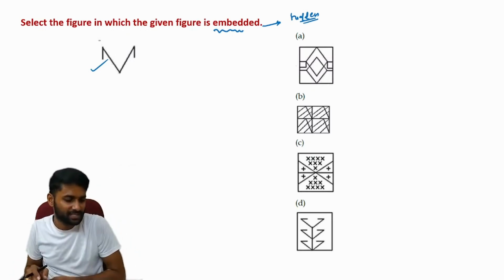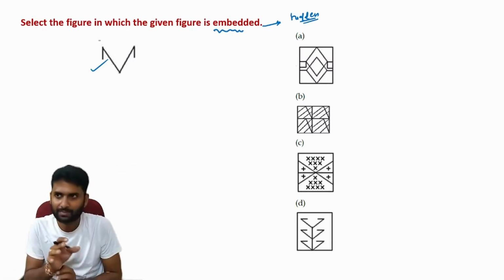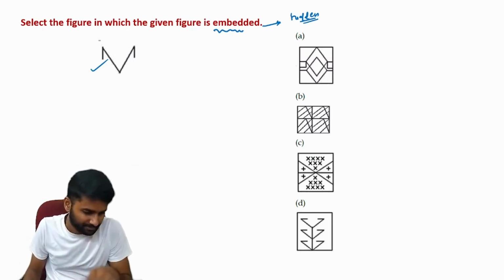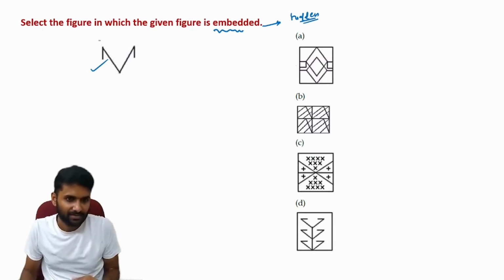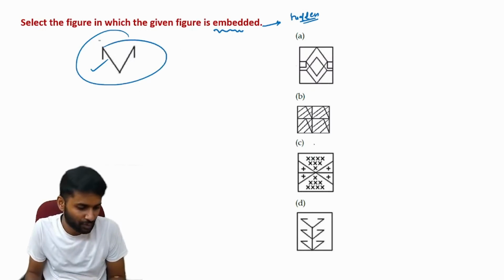Guys, for the visual reasoning part, you have to maintain accuracy. Visual reasoning means it's all about pictures. You can expect a minimum of 4 to 5 different questions from visual reasoning. I'm waiting for your response, guys. Where can you see this particular picture out of these four options?